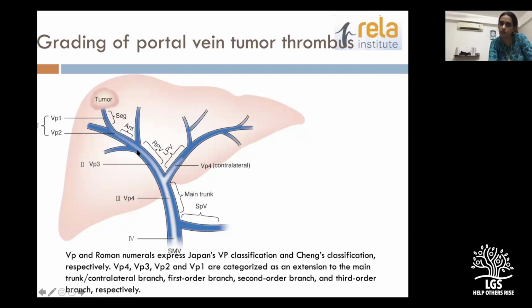VP3 is if the tumor thrombus extends into the right main portal vein, and VP4 is if it extends into the main portal vein or the contralateral left portal vein. And usually in our center, VP3 and VP4 are not taken up for transplant. This may change from institute to institute.